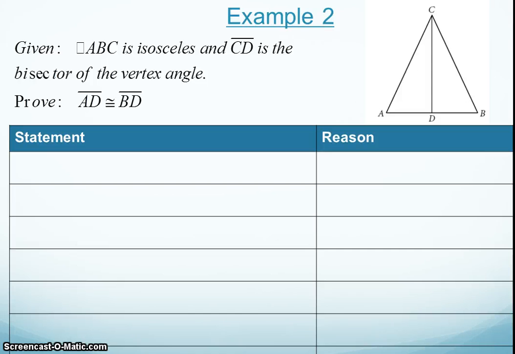Okay, next problem. Here it is. Triangle ABC is isosceles, and CD is the bisector of the vertex angle. And I want to prove that AD is congruent to BD. So I want you to write down your given statement and reason and mark up the diagram. So go ahead and pause the video.